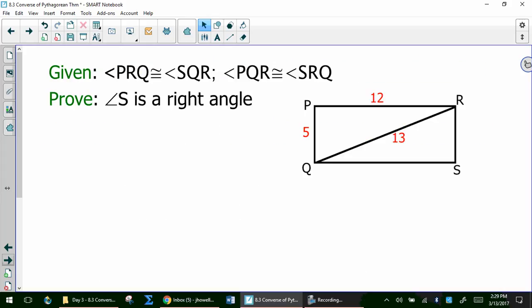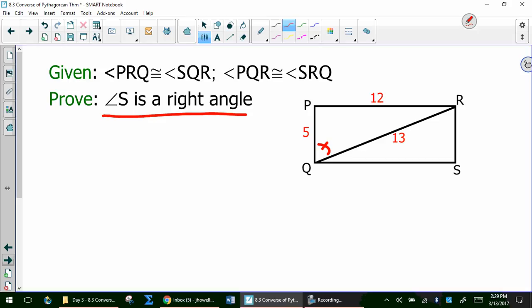Okay, so let's look at this proof. We can talk through this proof a little bit. But we want to prove that angle S is a right angle. If we know that angle PQR is congruent to SQR, PRQ is congruent to SQR, and PQR is congruent to SRQ. All right? Then we want to prove that angle S is a right angle.